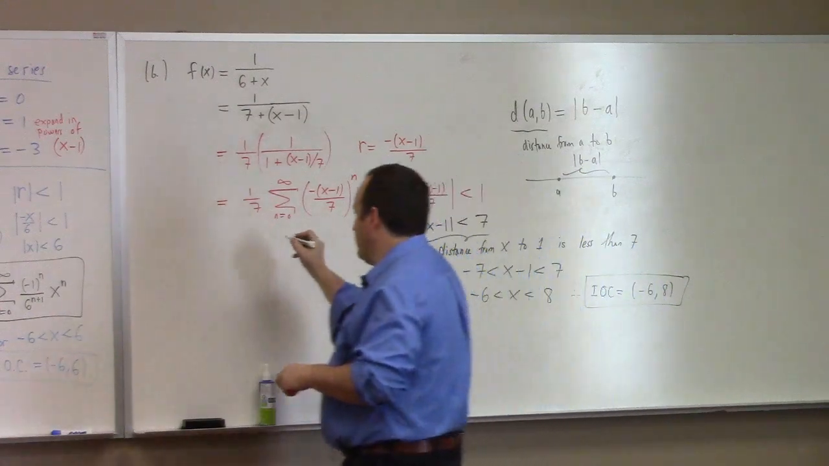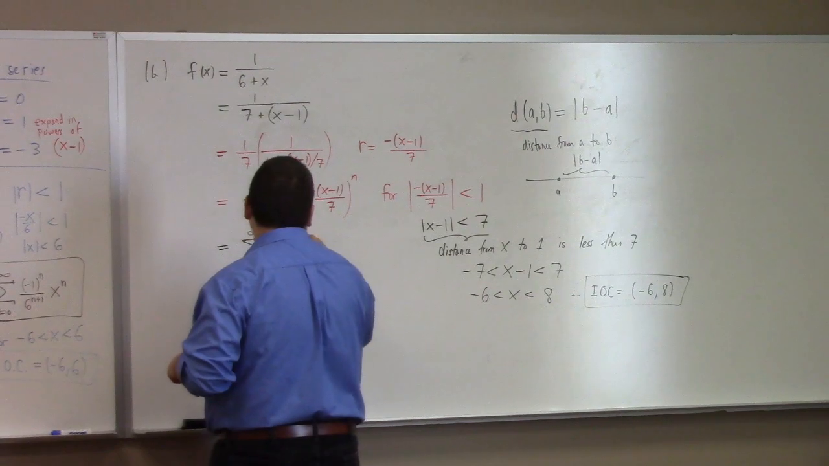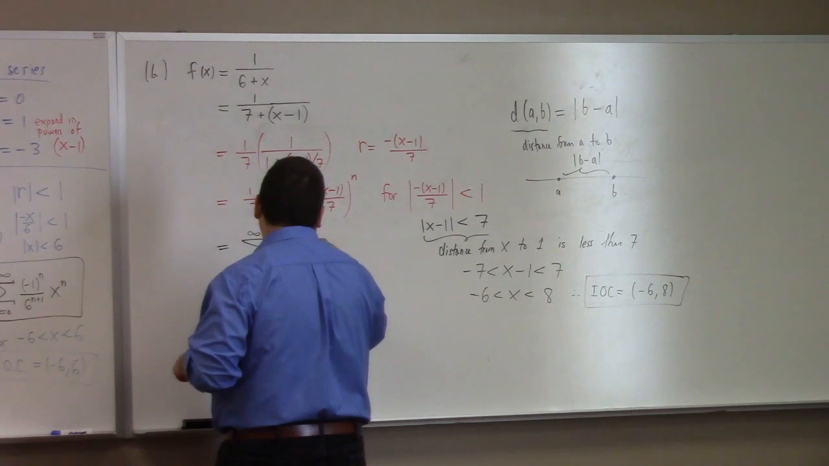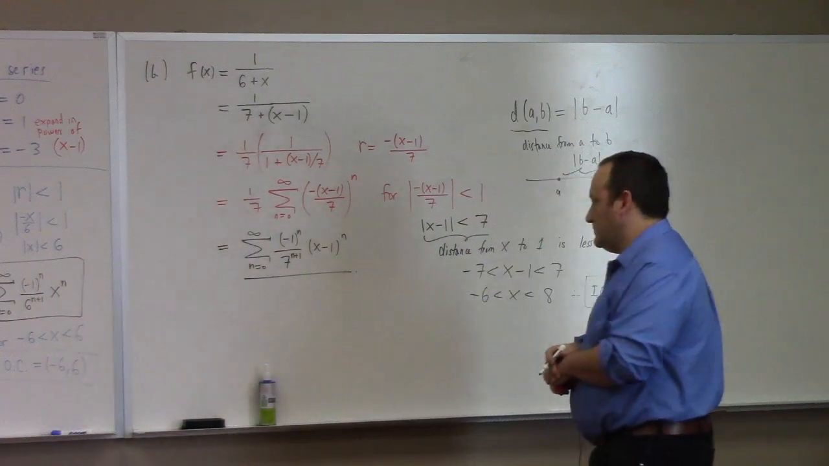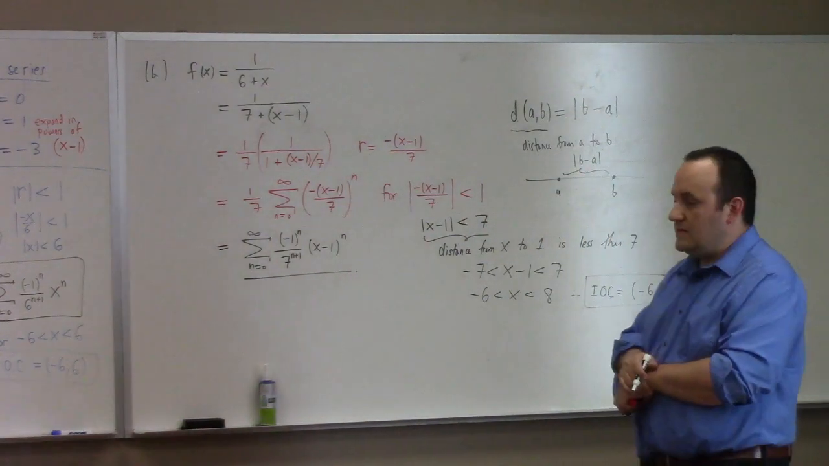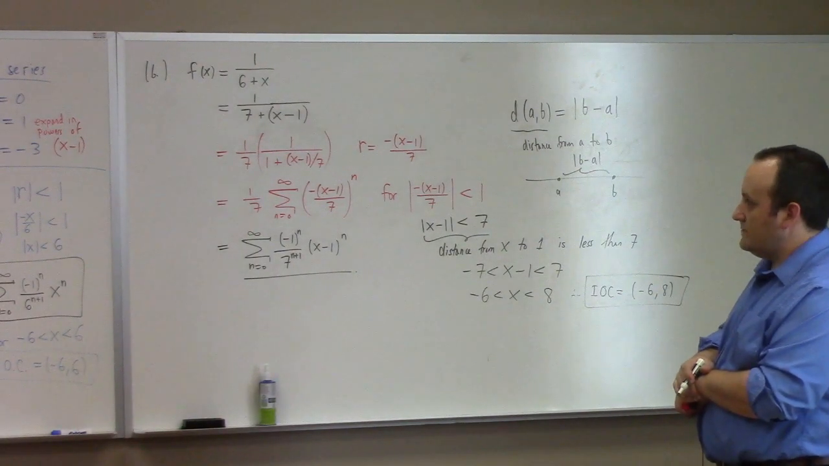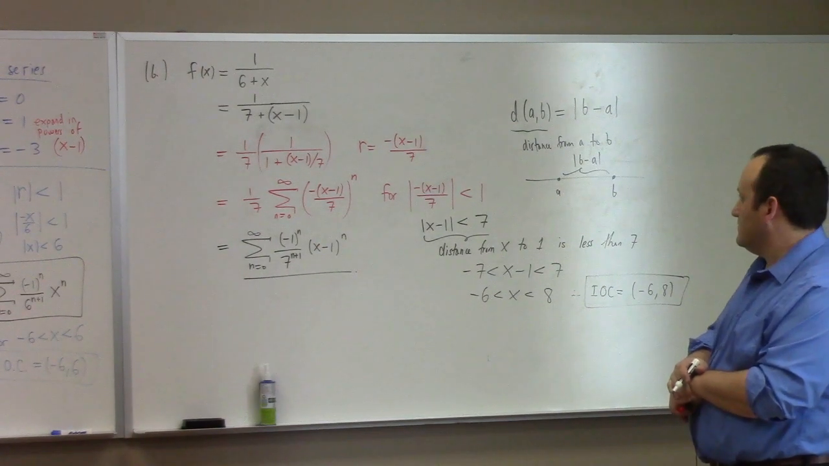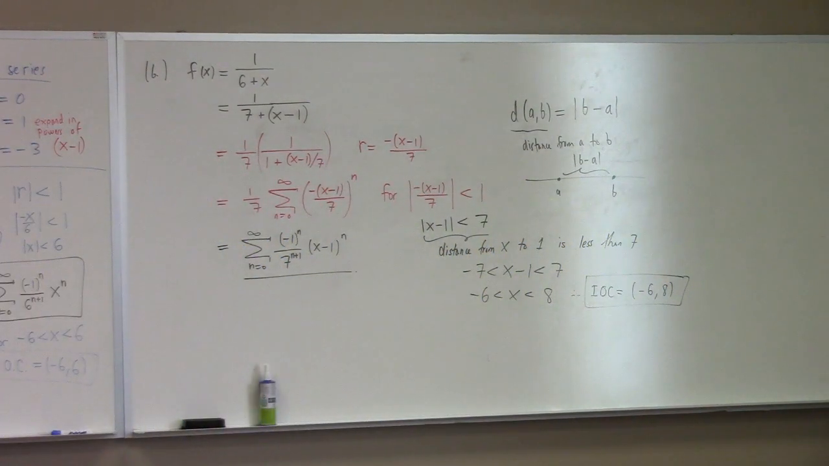Okay, so one more step here. This is the sum, n equals 0 to infinity, of minus 1 to the n over 7 to the n plus 1, times x minus 1 to the n. There you go. That's the power series for the function centered at 1. All right, one more to go.